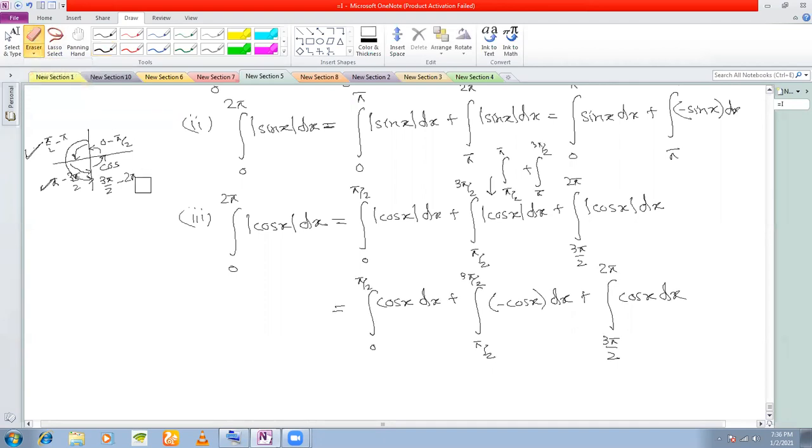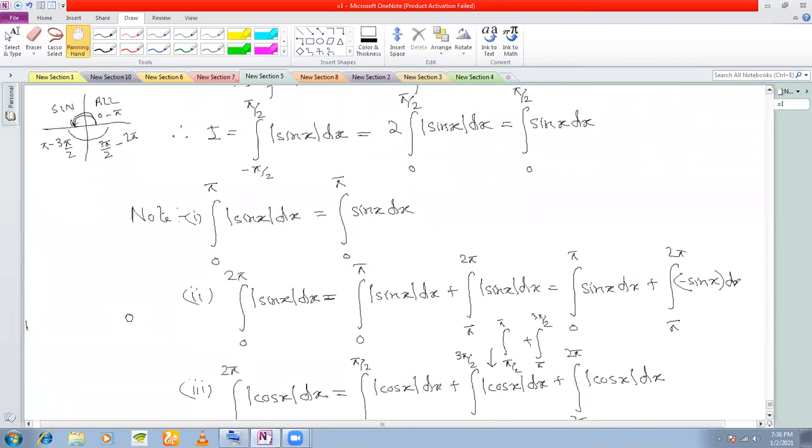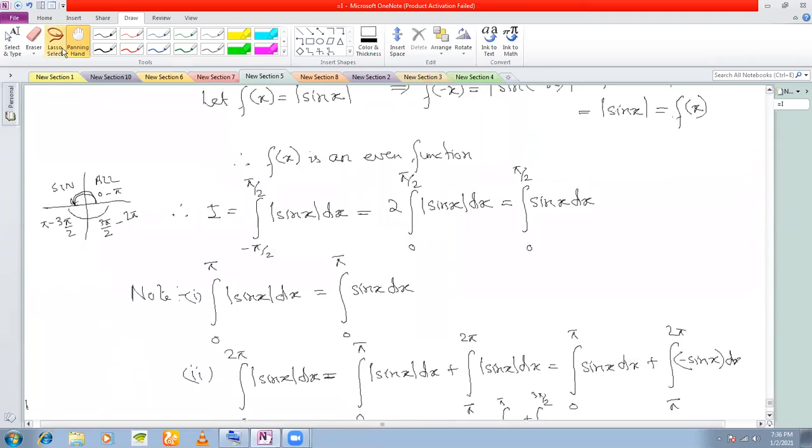So you can do this for tan also. Anyway, coming back to the problem. My problem here was this integral from 0 to pi by 2 of sin x. Now this becomes very easy. What is the integral of sin x? It is minus cos x.